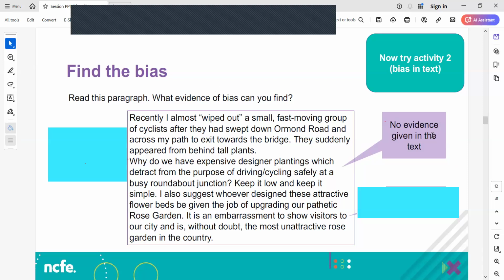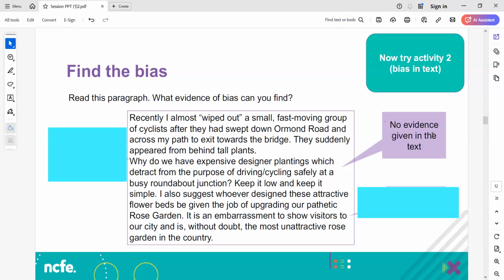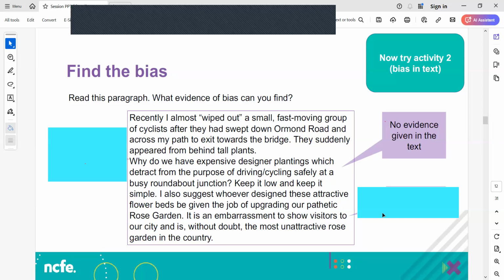So yeah, there's no evidence given in the text here for he's talking about these expensive designer plantings stopping him, detracting him from the purpose of driving safely. But there's no evidence given. So in a balanced text, he would say, since the plantings were installed, there has been a 5% rise in accidents. But he doesn't. He just thinks that it is less safe. Okay, let's do this one first.